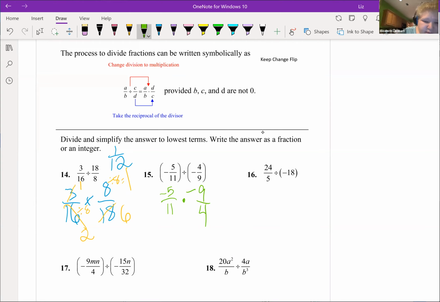Negative times negative is positive. So we have 45. Yeah, 5 less than 50 is 45. And 11 times 4 is 44. So we ended up with something a tiny bit bigger than 1. Now let's look at what we were multiplying. 5/11 is really close to a half. 9/4, 4 would go into 9 twice, so it's a little bit bigger than 2. So something close to a half and something a little bit more than 2. A half times 2 would be 1, and we got an answer close to 1.